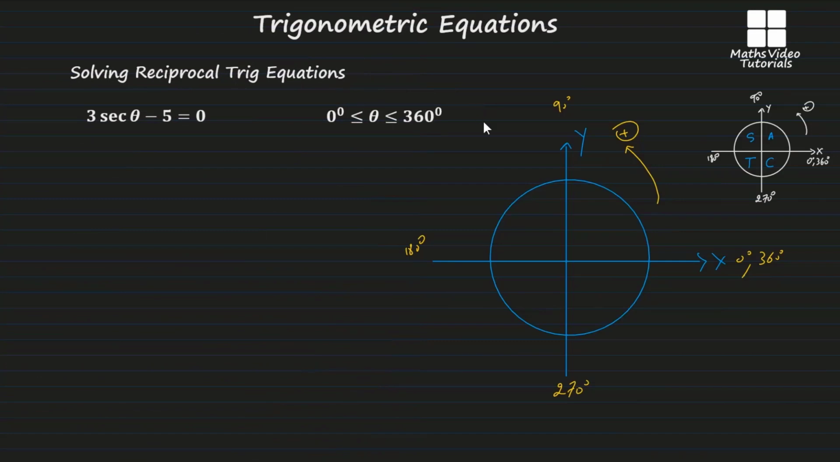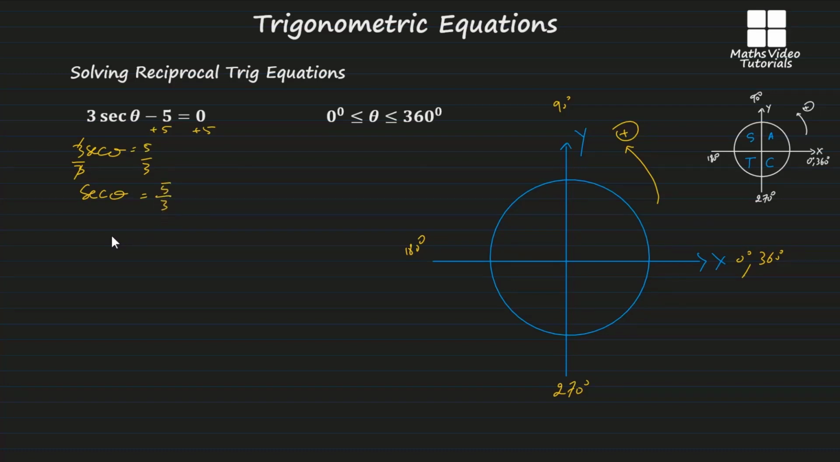So let's have a look at how to use the CAS diagram when solving trig equations. We've got this simple trig equation, 3 sec theta minus 5 equals 0. We're going to make sec theta the subject by adding 5 to both sides. We get 3 sec theta equals 5, and then we divide both sides by 3. This will allow us to eliminate the 3, and we get sec theta equals 5 over 3.